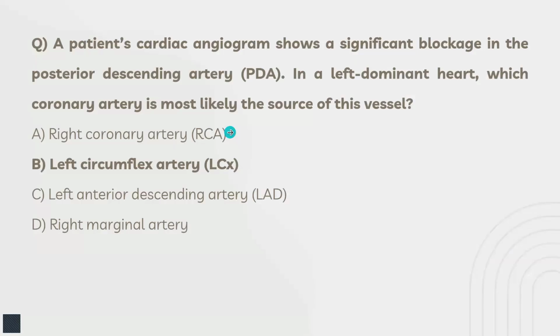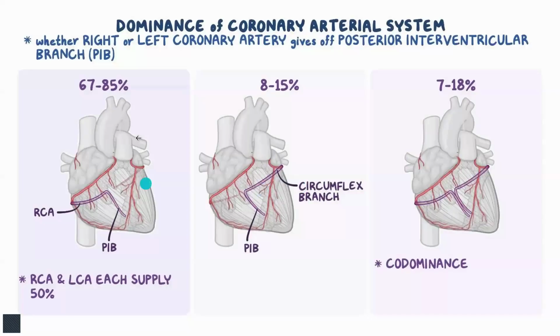It's not A, because you would be right if it said right dominant heart, but it says left dominant heart. So if we look here, this is a right dominant heart, this is a left dominant heart, and let's orient ourselves first. This is the right coronary artery, this is the left coronary artery, and you can tell this is the left coronary artery because this is a large artery descending on the anterior surface of the heart. So this is the LAD.